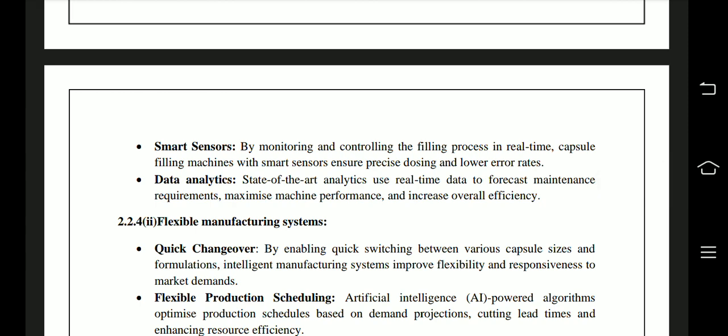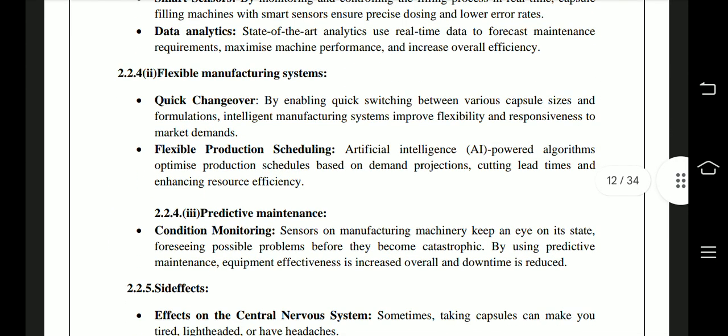By monitoring and controlling the filling process in real time, capsule filling machines with smart sensors ensure precise dosing and lower error rates. Data analytics. State of the art analytics use real time data to forecast maintenance requirements, maximize machine performance, and increase overall efficiency.